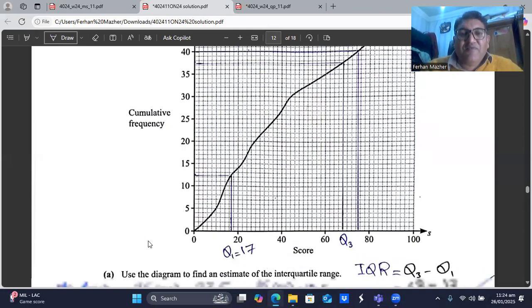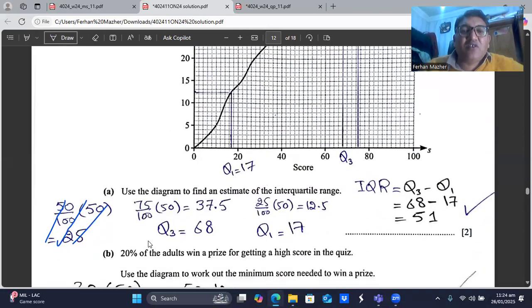Then I will find 25% of my cumulative frequency. 25% of 50 is 12.5. So I will check where 12.5 is on the y-axis. From there, I will go to my cumulative frequency curve, and under that point of intersection, I will check the value on the x-axis. That value will be called Q1, the lower quartile or the first quartile. So that is 17 here, and this value is 68.